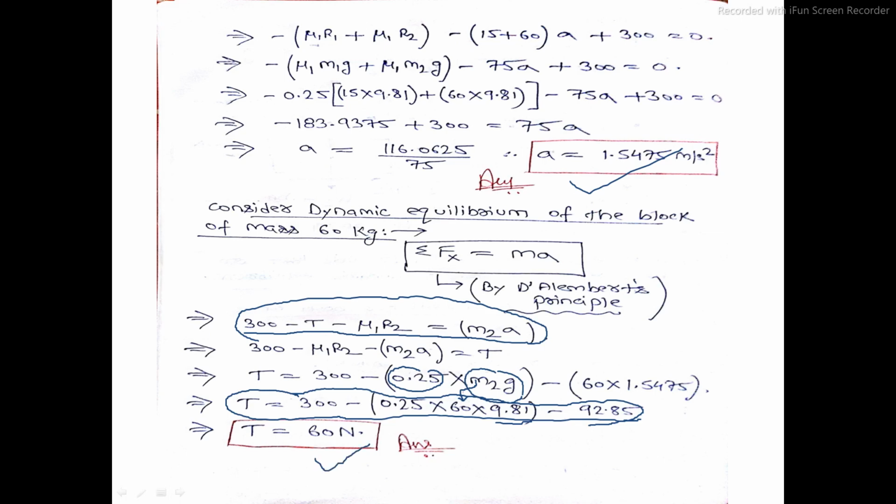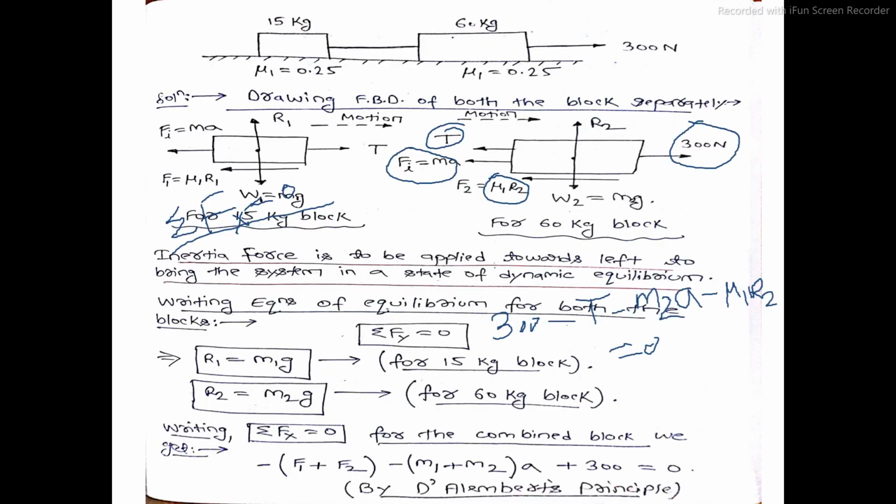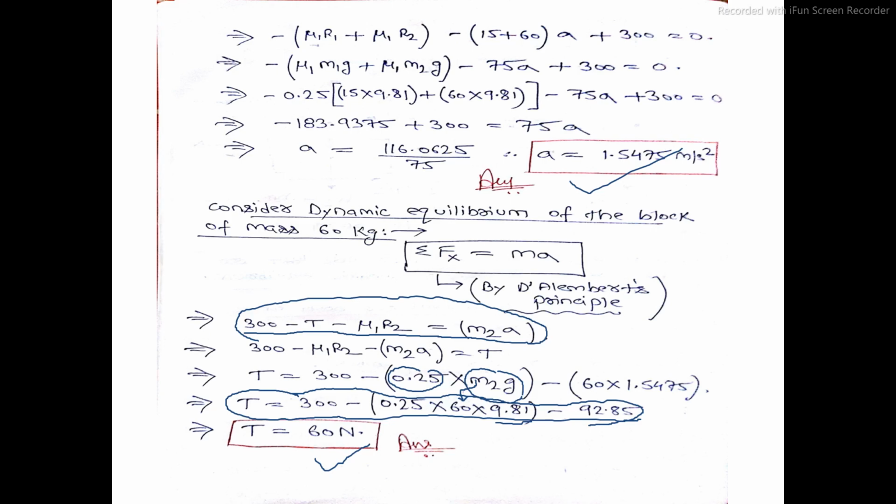This is the second part of the problem. In the second part, they have asked you to find out the common tension T exerted by the string, and that tension T is 60 Newton. I hope this problem is clear to all of you.